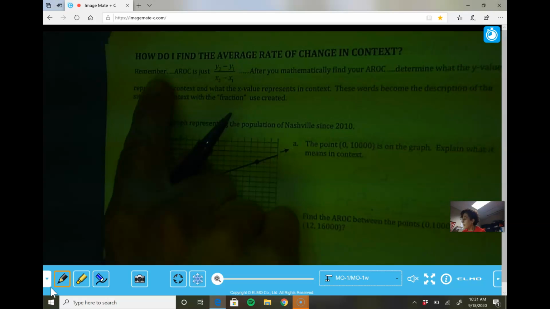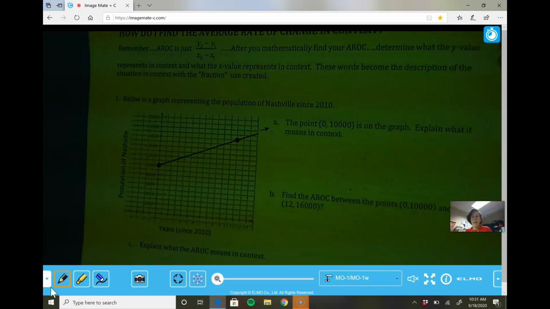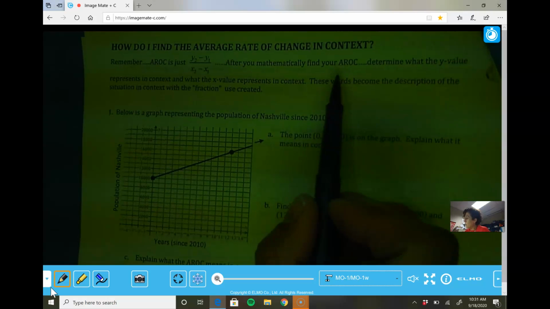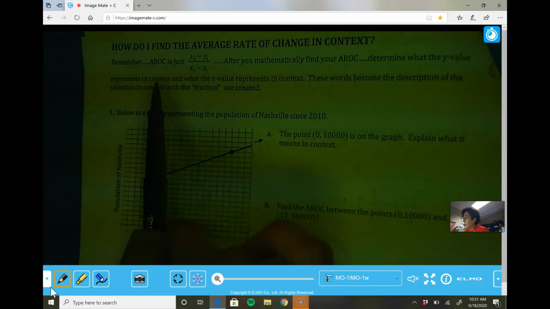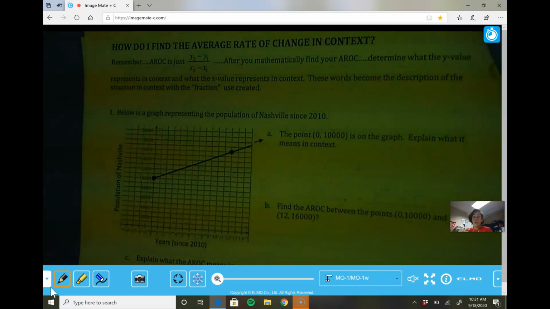So remember, average rate of change, we're going to abbreviate this as AROC. And again, I apologize that this is dark. What we're going to do is we're going to find our average rate of change, and then we're going to determine what the y value is in context and the x value is in context so that we can put a description to our slope in context.